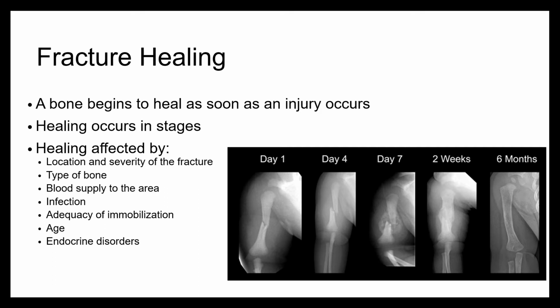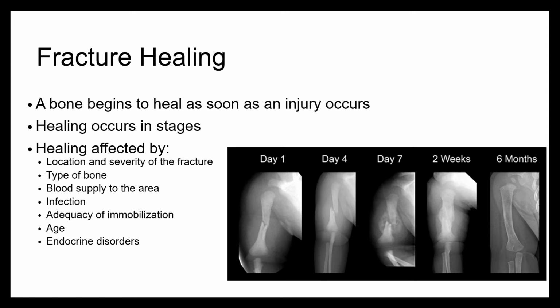The adequacy of the immobilization is another important factor in fracture healing. As I mentioned within those earlier stages, the healing process that we see occurring in the hematoma formation stage or the granulation formation stage are very unstable structures. So immobilization is critical in making sure that that bone maintains alignment during those stages. If immobilization is not done correctly, it can cause the fracture to heal improperly, or it can delay the healing time altogether.